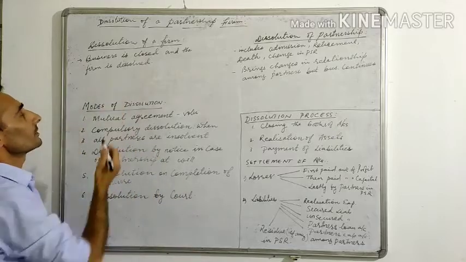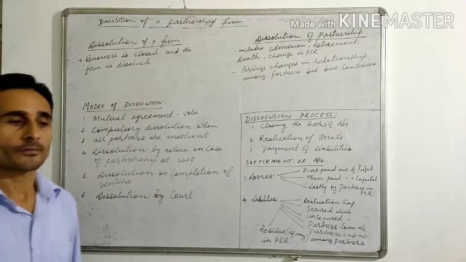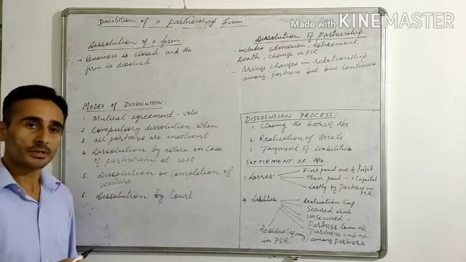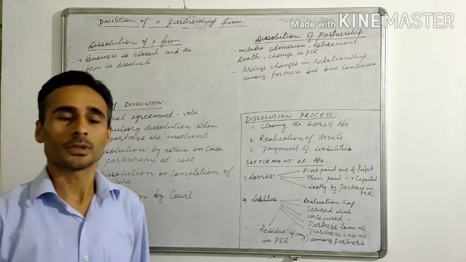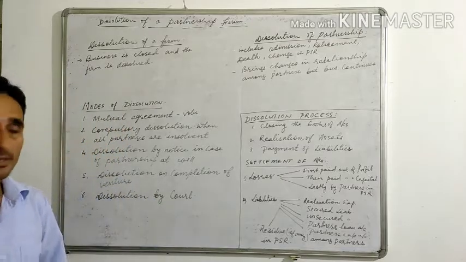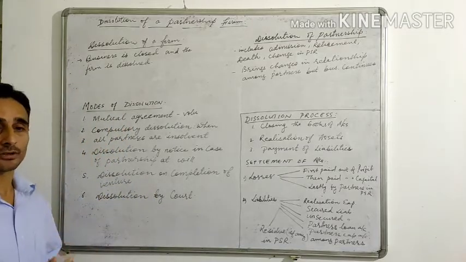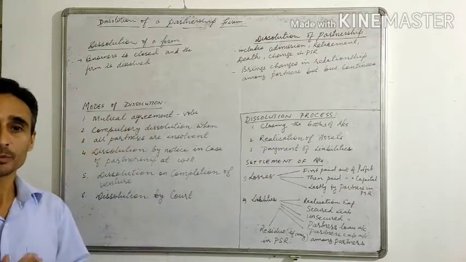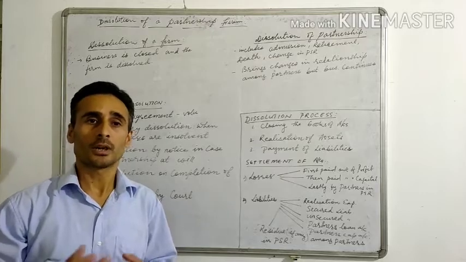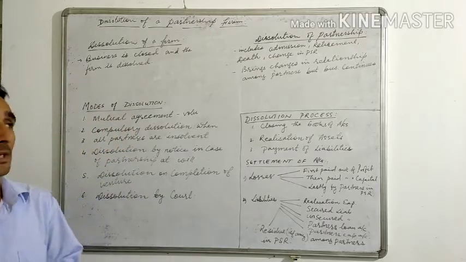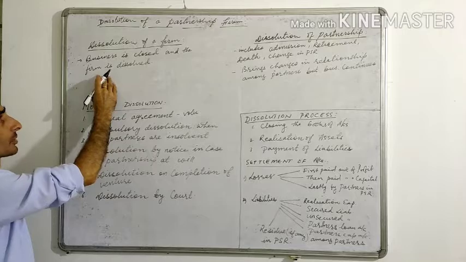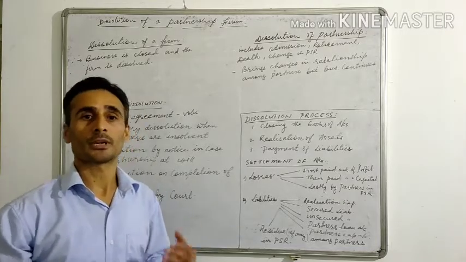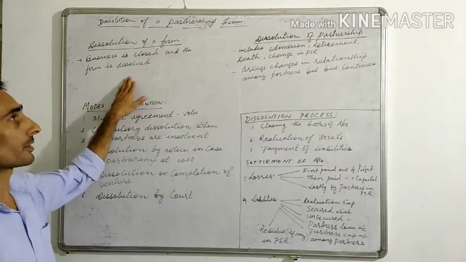Now let's understand the meaning of dissolution of firm. Dissolution of firm means closing the business and dissolving the firm. So here the business comes to an end, the firm is dissolved and closed, and the partnership agreement among all the partners also comes to an end. In this process all the assets of the business are sold and the liabilities are paid off. So that is dissolution of firm.